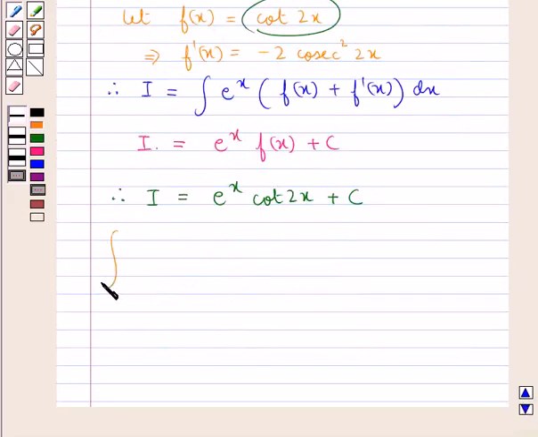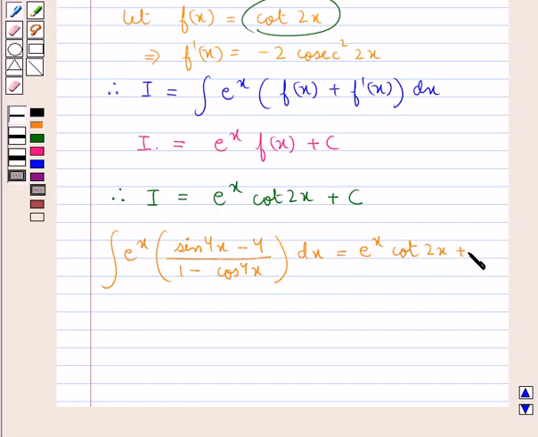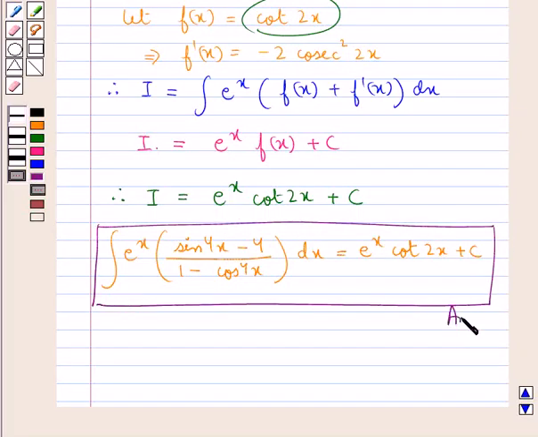Thus, integral of e to the power x into (sin 4x minus 4) upon (1 minus cos 4x) the whole dx is equal to e to the power x into cot 2x plus c. So, this is our final answer.